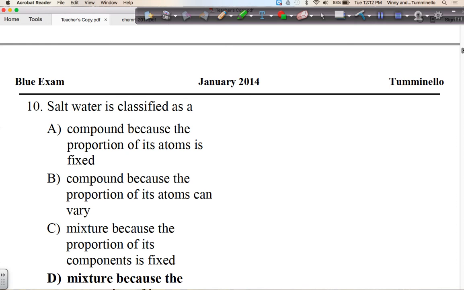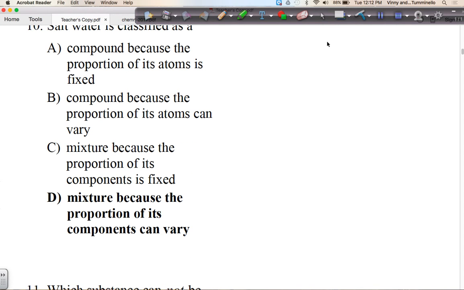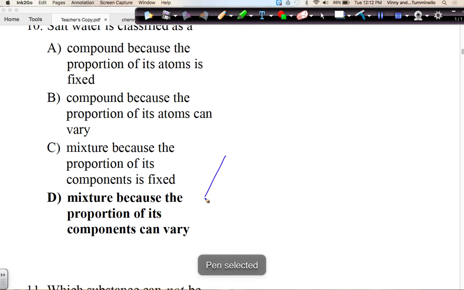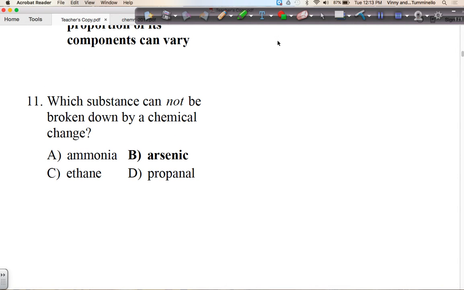Number 10, salt water is classified as a mixture because the proportions can vary. You can call it salt water even if you have a lot of salt or very little salt. The exact proportions do not change the fact that it is called salt water, and you can have many different possibilities for the proportions, so therefore it is a mixture. For a compound, the proportions are fixed and can only be one set of proportions for one compound.